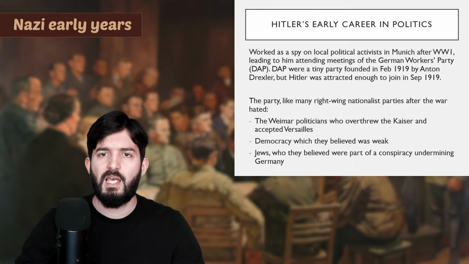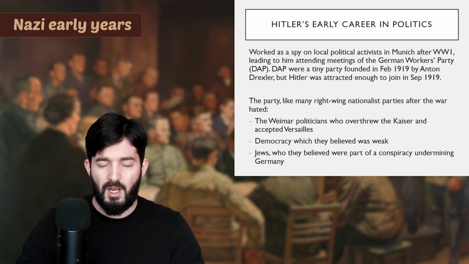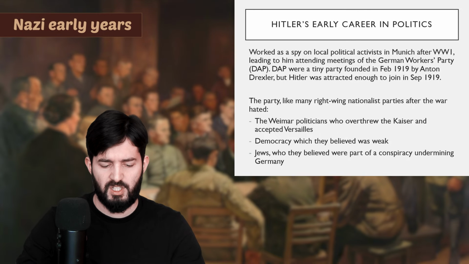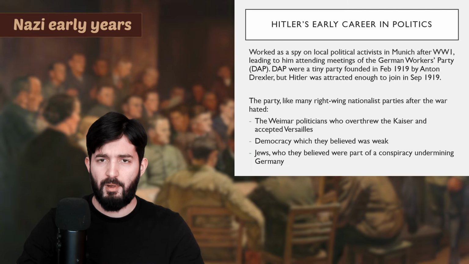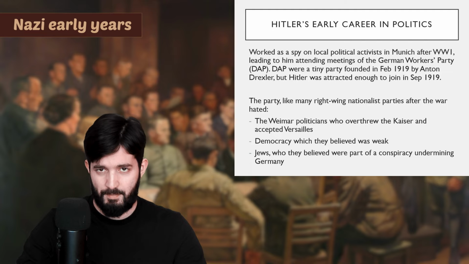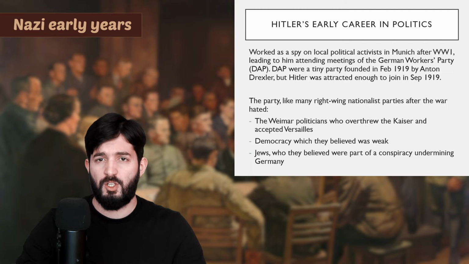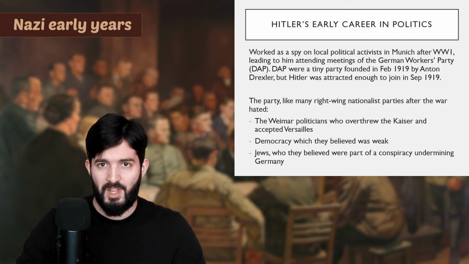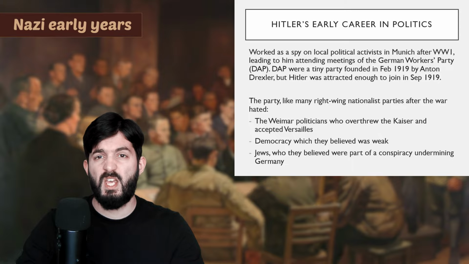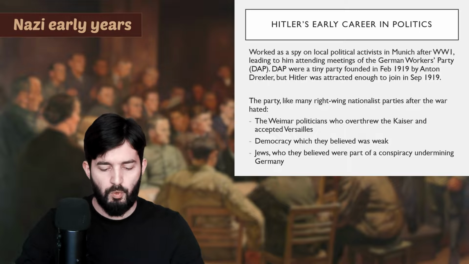But the main idea is in terms of their core beliefs. Like other right-wing nationalist parties, you have the same range of common beliefs and principles. Number one, that the politicians who overthrew the Kaiser and accepted Versailles were traitors and were therefore subjects of hate. They also hated democracy because they believed it to be a weak system that had made Germany weak compared to what it was like before the First World War.